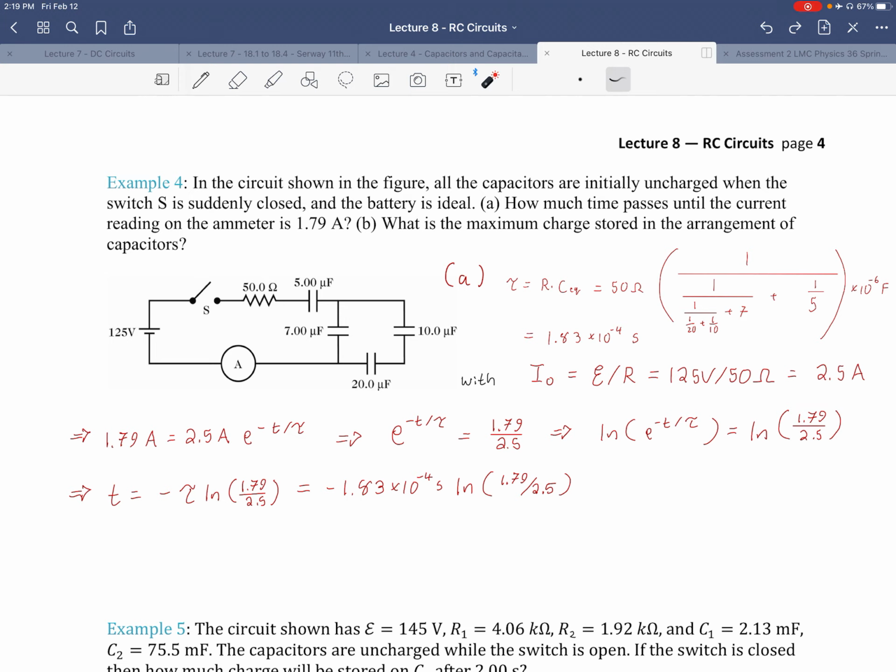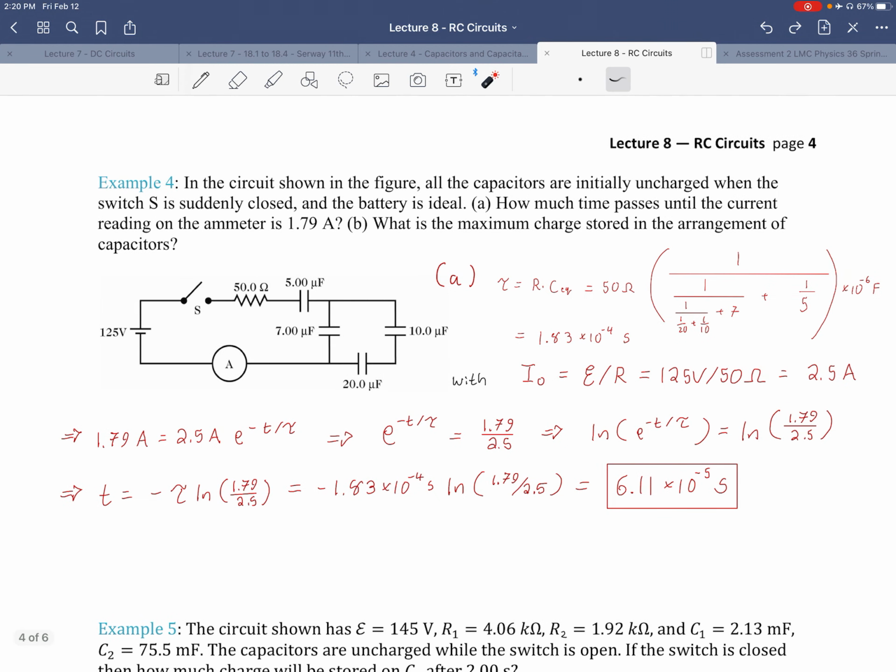Notice that inside the natural log is just the ratio of the current flows, the final current flow over the initial current flow. And this is multiplied by the time constant, RC. There we have 6.11 times 10 to the negative 5 seconds. It's definitely not as much as the time constant, but that makes sense because we haven't reached 67% charged. So obviously it should be smaller than the time constant, consistent with our expectations. And that's about 1/3 of the time constant.